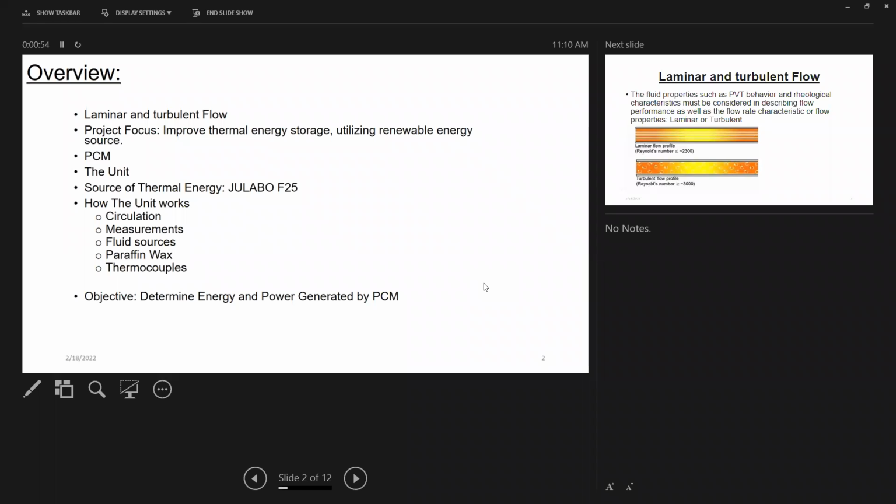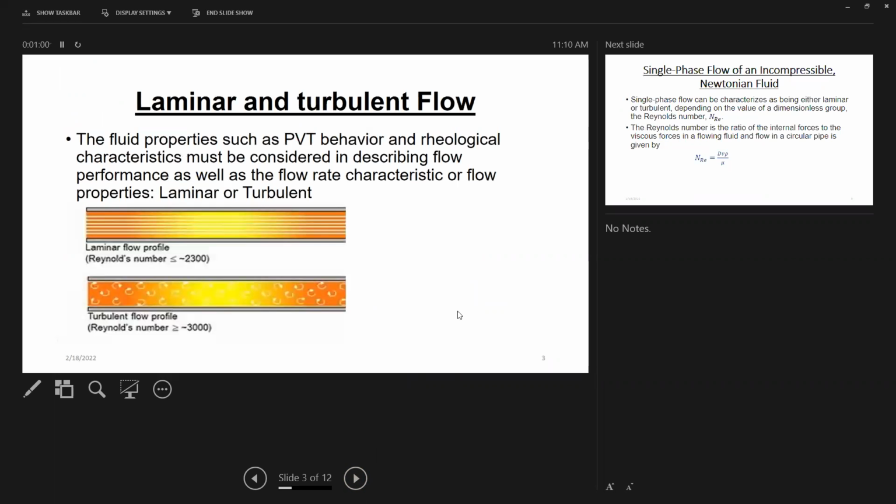Our objective for this work is to determine the energy and the power generated by the phase change materials.